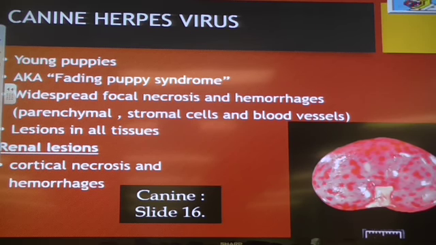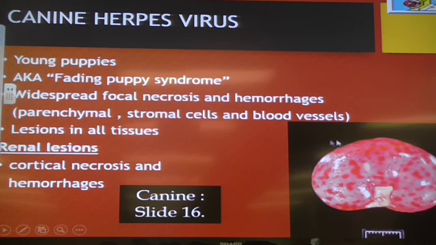And why do we call it fading puppy syndrome? Life slowly goes away from us. Slowly. So first one dies, and another dies, and so eventually it will. These animals will not live longer than maybe a week or even a few days. They have widespread necrosis and hemorrhage.